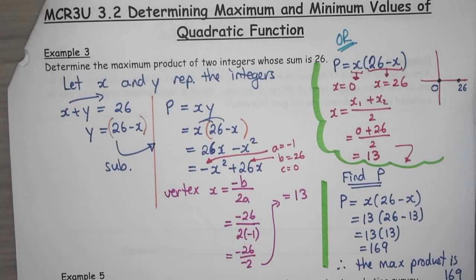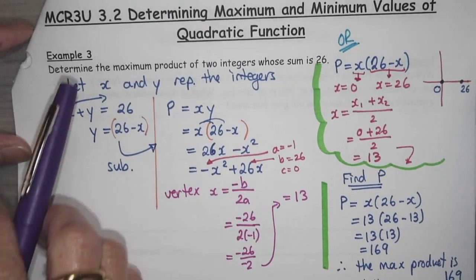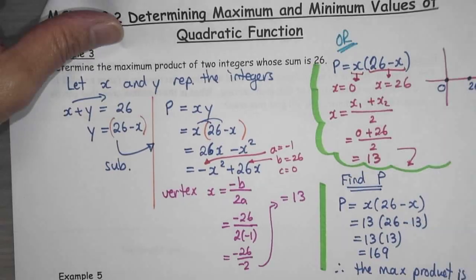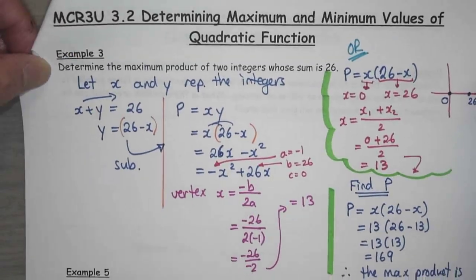Continuing here with the 3.2 example. Oh, it goes from 3 to 5. Oops, I can't count. Okay, so I must have taken one away. So we're going to example 5.